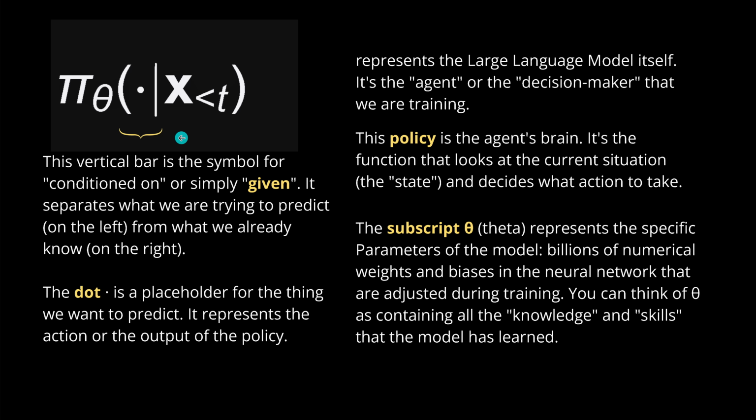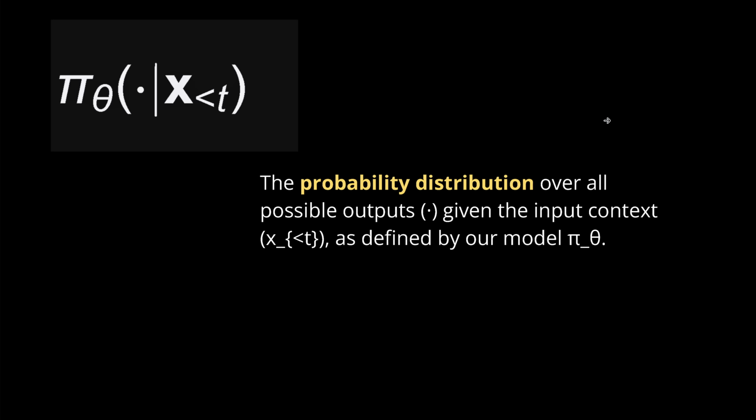The vertical bar is often called "conditioned on" or "given", depending on what you like. And the dot is a placeholder for the token that we want to predict. It represents the action, or we can also say the output of the policy. You see, it's rather simple to understand.